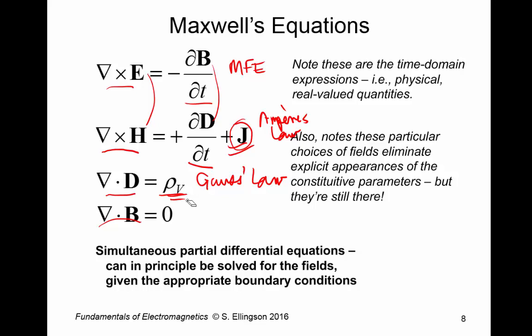Also, note that these particular choices of fields eliminate explicit appearances of the constitutive parameters. What do I mean by that? Well, I've chosen to use E and B here, and those are fundamental, and that's great. But here I've chosen to use H and D, and the reason is that that conceals the constitutive parameters. Now, that's just notational convenience. It's really a preference. There are many other ways to write Maxwell's equations. Some people prefer to write them all in terms of E and B. Some people prefer to use E and H and D. I mean, none of these are necessarily wrong. It's just one way to write them.